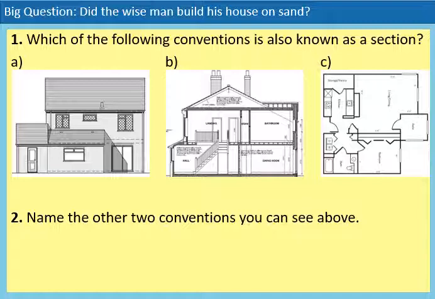A convention is just a technical term that's used to describe an image that helps to represent a building or a project or a plan. And they're technical because they give us a lot of information and they're really, really accurate. So these three images, one of them is known as a section. So you've just got to think back to that work. Maybe you have it somewhere on your computer or in some notes at home maybe. Reflect back on it and think to yourself, which one of these represents a section?